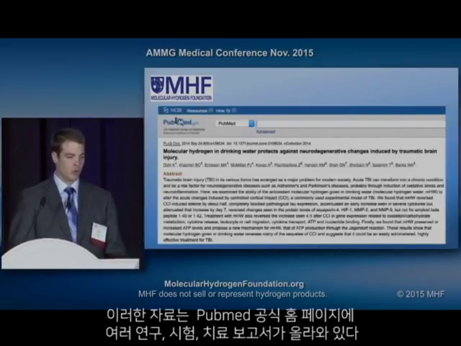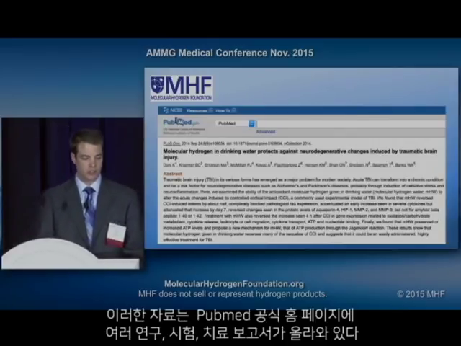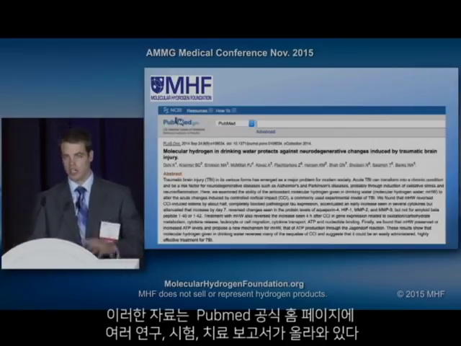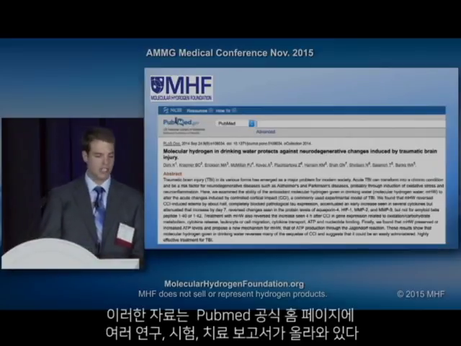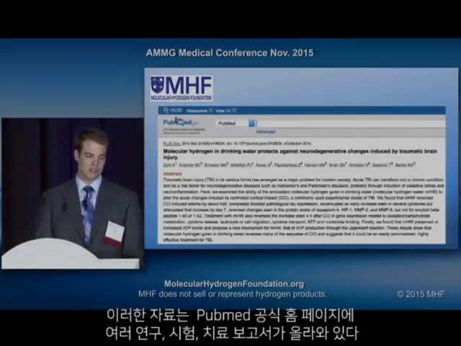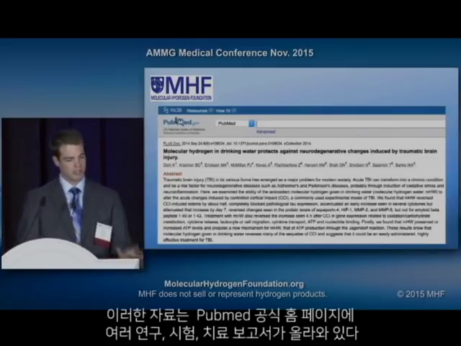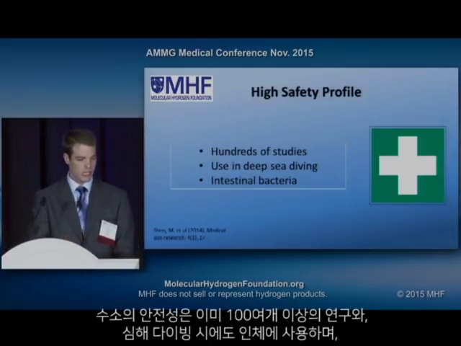Molecular hydrogen in drinking water protects against neurodegenerative changes induced by traumatic brain injury. This is from the University of Washington and Wisconsin and a couple organizations. This is an amazing article. It's still kind of difficult to believe, but these are pretty good researchers.